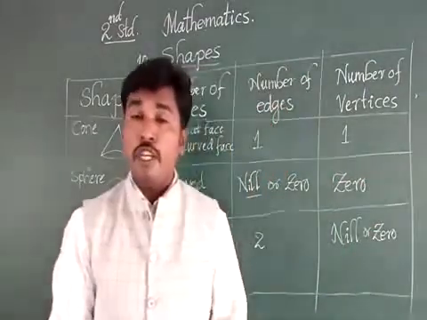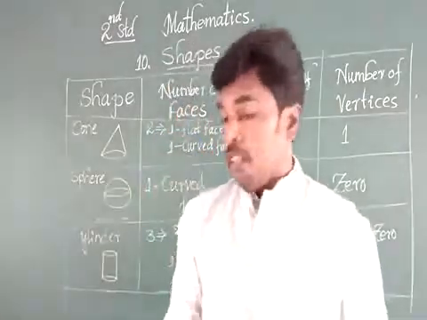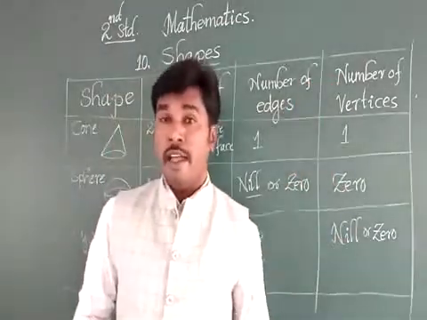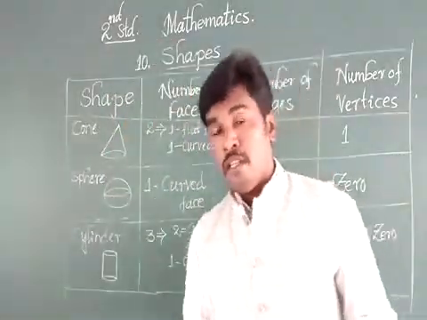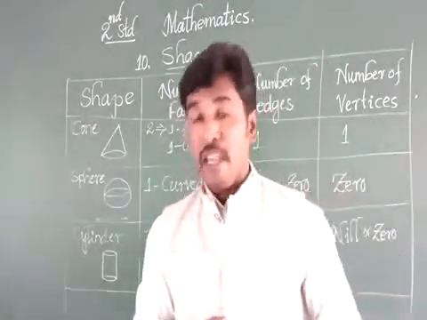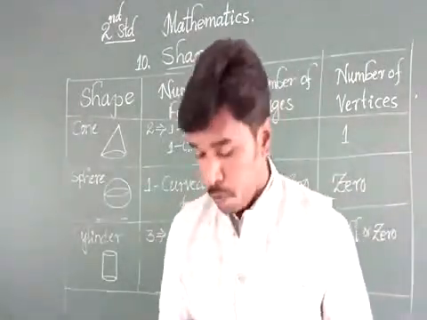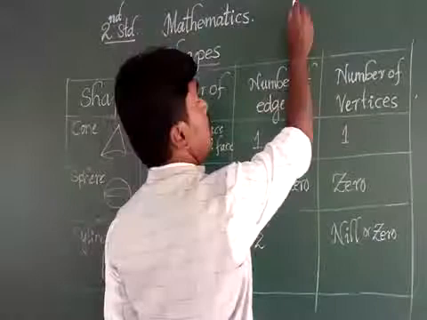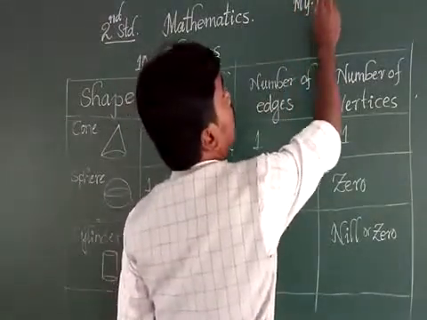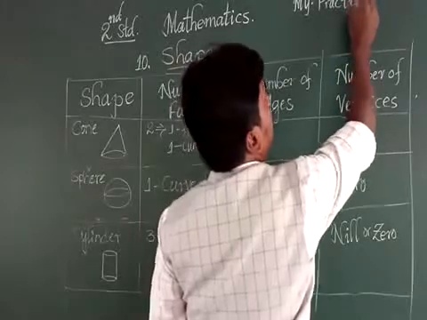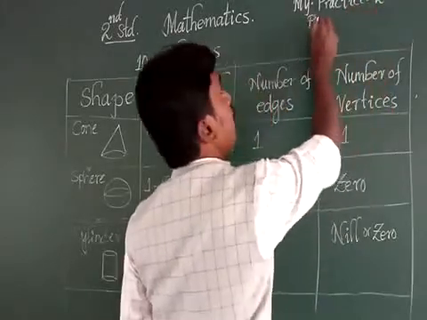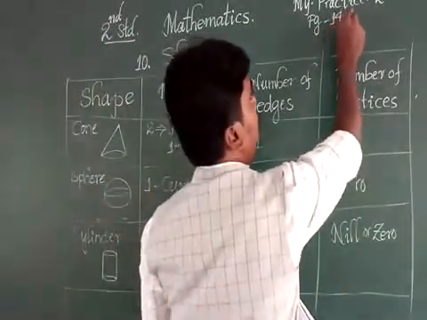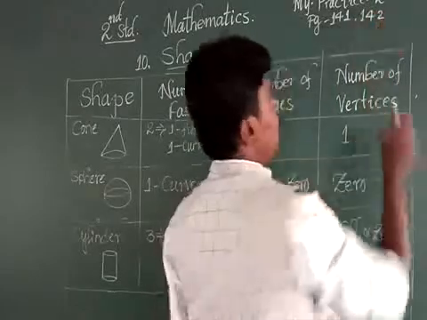So these are the solid shapes which are having number of faces, number of edges and number of vertices. I explained in detail. Dear students, you also complete the exercise part given in your textbook. So here my practice time 1 has completed. Now it is my practice time 2. It is there on page number 141 and 142. Try to complete.